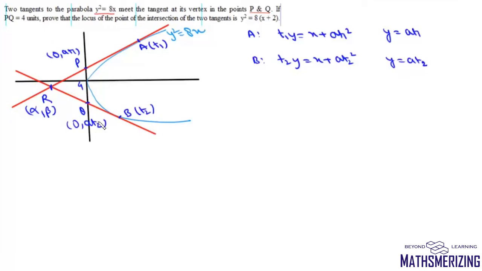Now it is given that the distance between P and Q is 4. So that means a times the modulus of (t1 - t2), this value, should be 4.